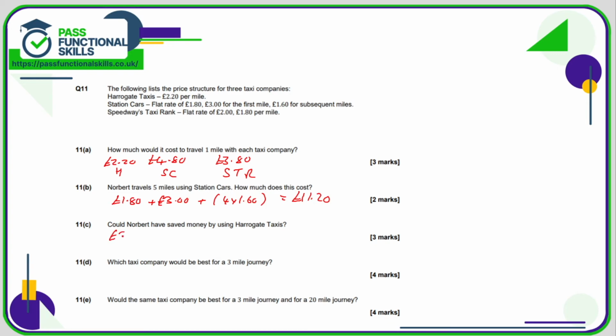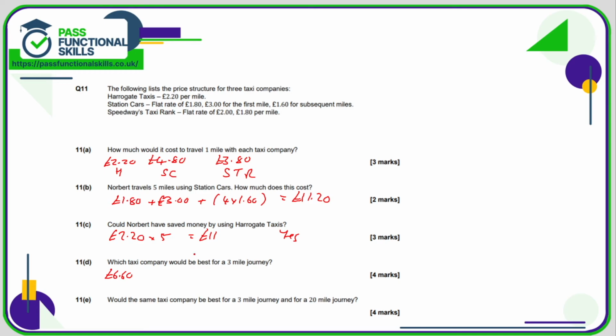Well, that's simply going to be £2.20 multiplied by 5, and that comes to £11. So yes, he would have saved himself 20p. Which taxi company would be best for a 3-mile journey? Well, Harrogate is simply £2.20 times 3, which is £6.60.